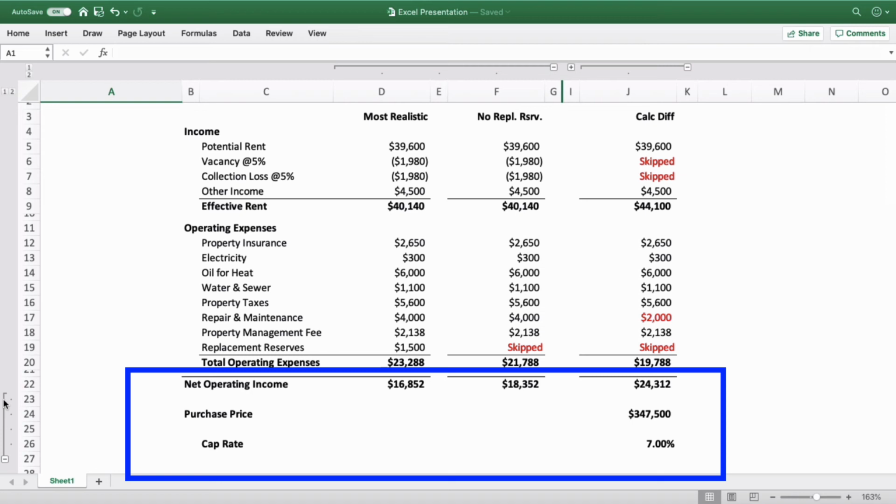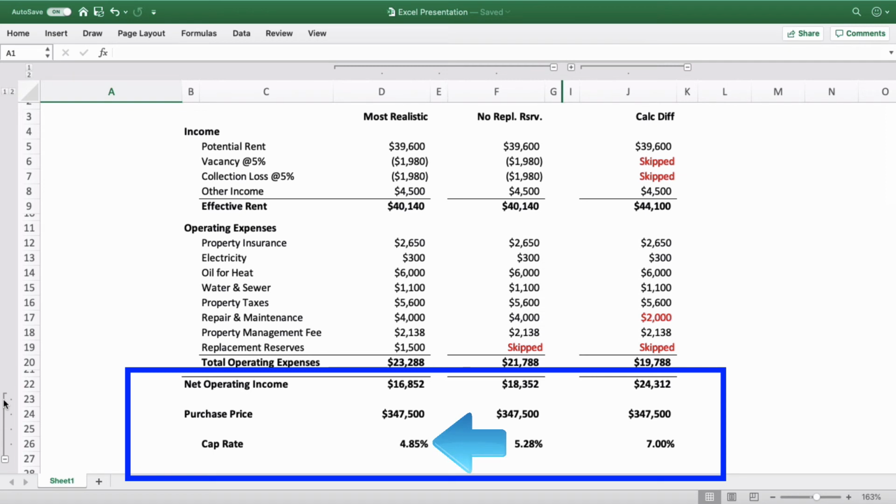However, when you realize that you underestimated repair and maintenance and you skipped taking out vacancy and collection loss, and you move over to the next column, which is no replacement reserves, you're actually looking at a 5.28 cap. That's a big difference. You think you bought it at a 7 cap, but you actually bought it at almost a 5 cap. Yeesh. And then if you throw in those replacement reserves, you didn't buy it at a 5 cap, you bought it at a 4.8 cap.